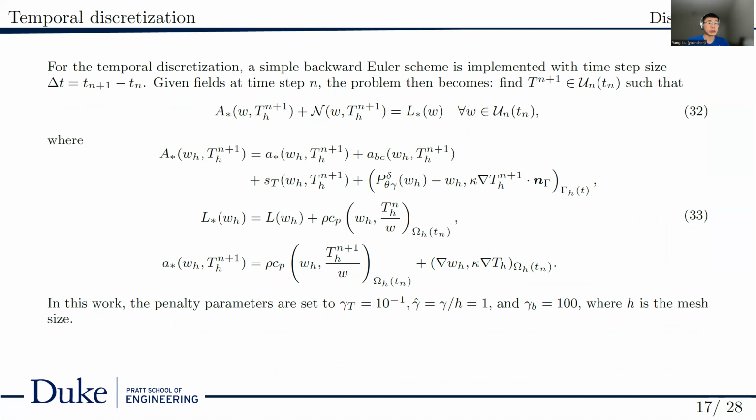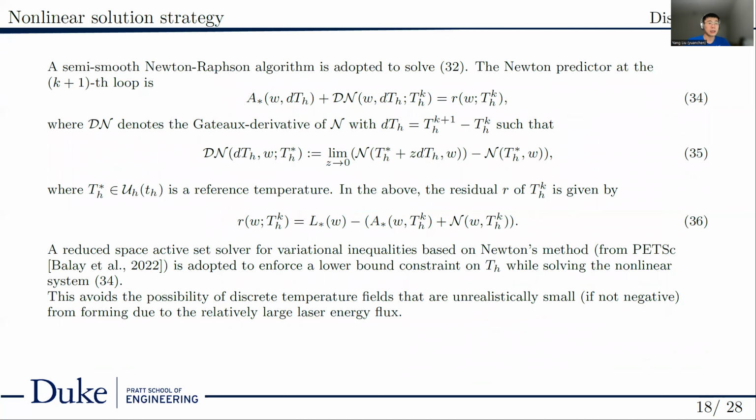For the temporal discretization, a simple backward Euler scheme is implemented with this penalty parameter set, where h is the mesh size. And a semi-smooth Newton-Raphson algorithm is adopted here, and a reduced space active set solver for variational inequalities based on Newton's method, which is from the PETSc package, is adopted to enforce a lower bound to prevent unphysically small temperature due to a relatively large laser energy flux input.